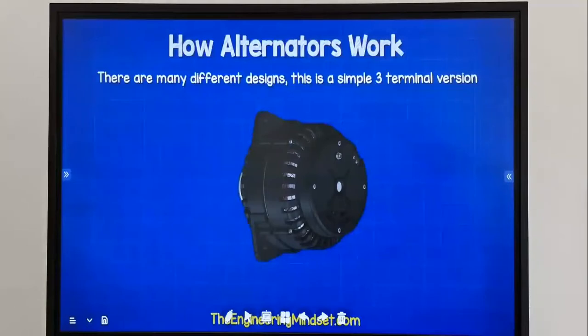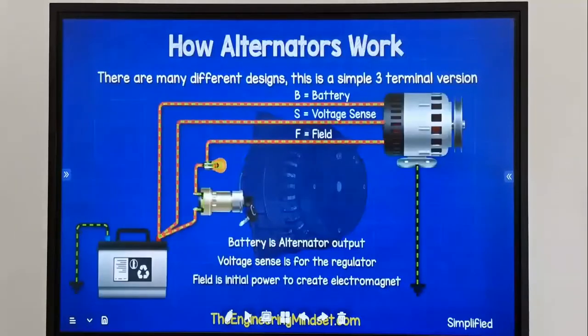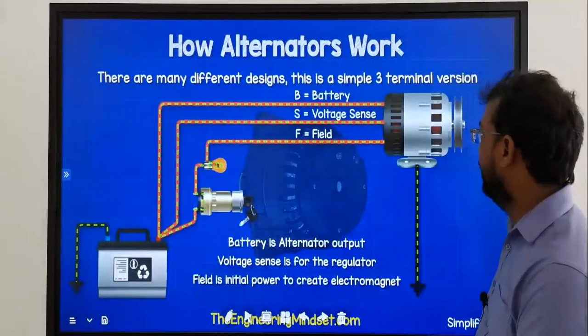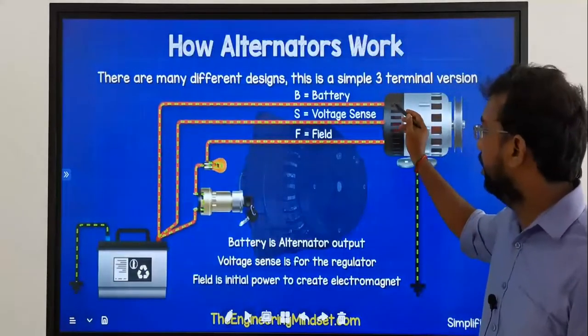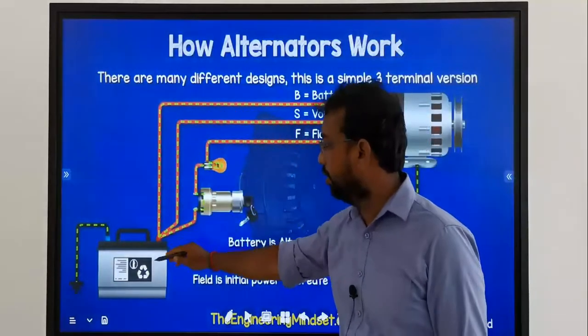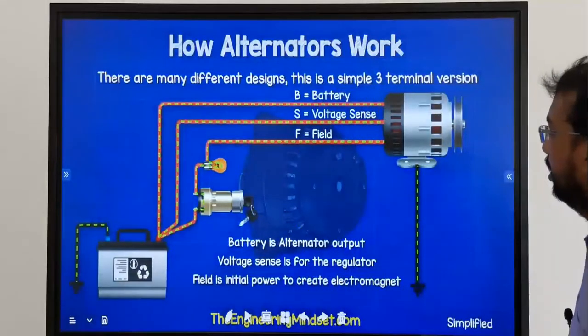Here this is the simple 3-terminal design. Now I have to tell one thing. There are three main terminals here for the alternator. What does B mean? B means battery. The B terminal gives the discharge current through this line to charge the battery.